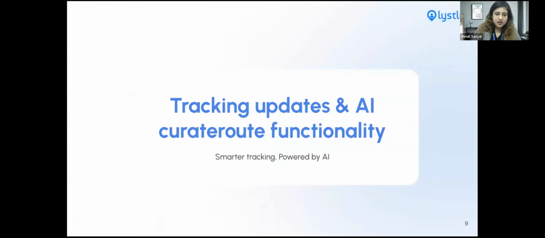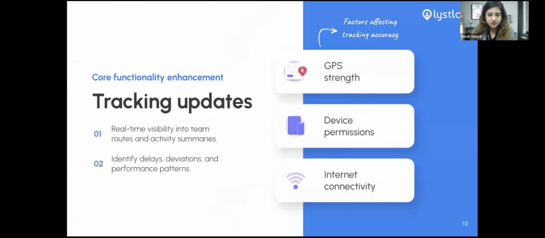So proceeding forward, I'll come back to tracking as well. For tracking, as you already know, we need GPS and a correct internet connectivity. GPS is the first and foremost thing which needs to be enabled for tracking. Once the user is on field, if the GPS is enabled, then the tracking will be possible from Listloc's end and also the user's end. So the GPS strength needs to be perfect. If the GPS strength is not perfect, it will affect the tracking.